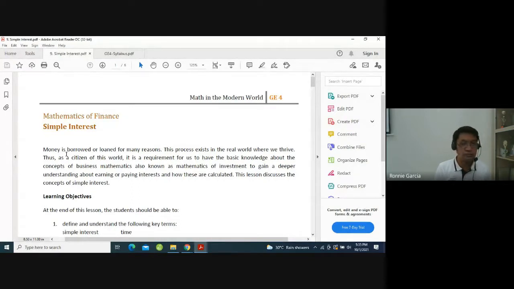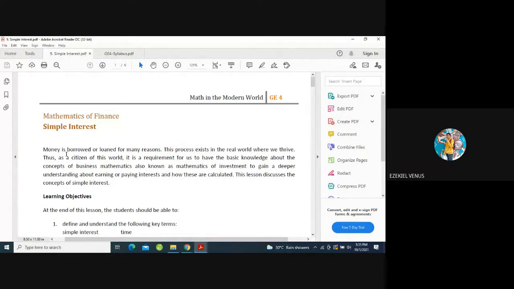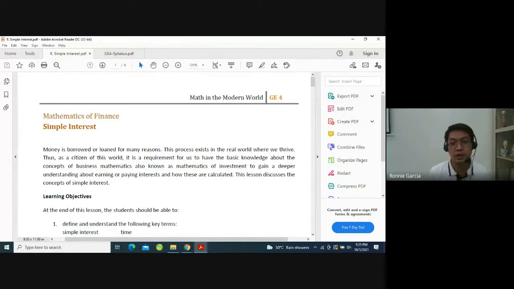Money is borrowed or loaned for many reasons. This process exists in the real world, thus us as citizens of this world. It is a requirement for us to have the basic knowledge about the concept of business mathematics, also known as mathematics of investment, to gain a deeper understanding about earning or paying interest and how these are calculated. This lesson discusses the concept of simple interest. Thank you so much, Mr. Venus, for reading our introduction.